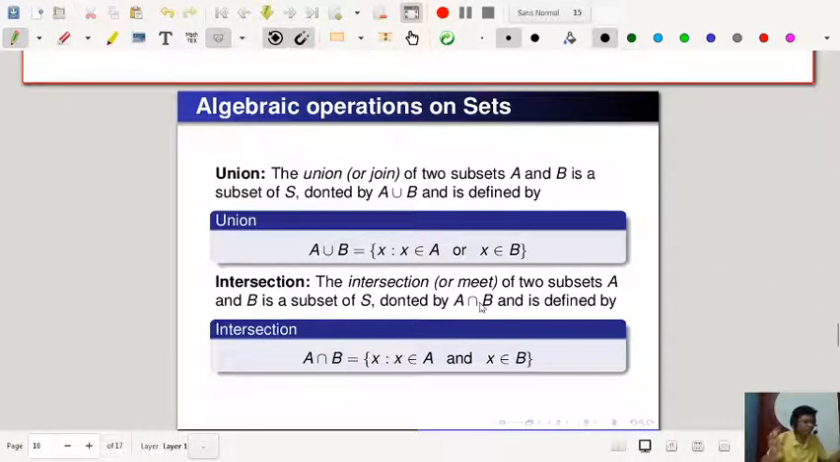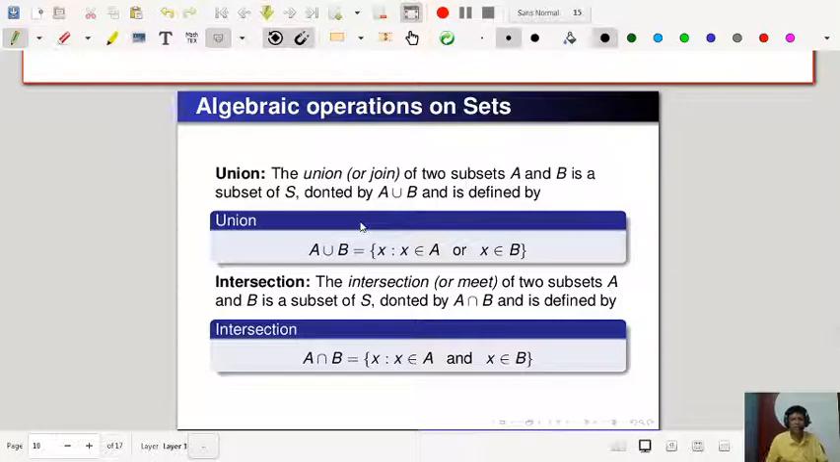Next, let's come to the most interesting part that we are waiting for. Whenever you learned a new subject in your early days, in your childhood, you learned mathematics, that means you were doing addition, subtraction, multiplication, division. Now you are learning a new topic, sets: algebraic operations on sets. Let us do some addition, subtraction like that. So first, algebraic operations on sets.